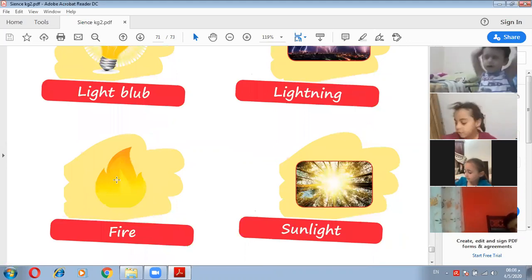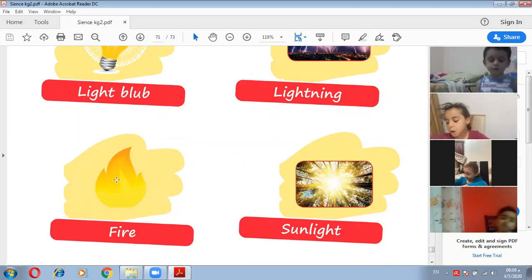So here, for fire, we have two kinds of fire. Natural fire and non-natural fire. The natural fire comes from when we burn the logs of the trees, it gives us a natural fire, okay? But light which comes from the oven, okay, this is not natural fire. So let's move here. We have sunlight.